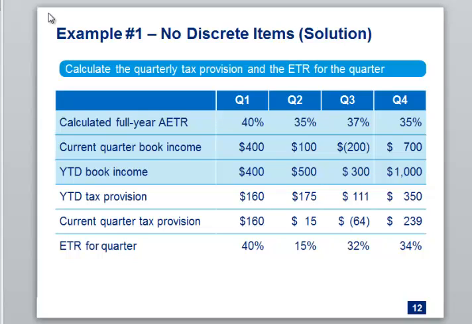Okay, how are we doing with that? Okay. All right, so in Q2, when I book my $15 provision, what's the other side of the entry to balance the entry?